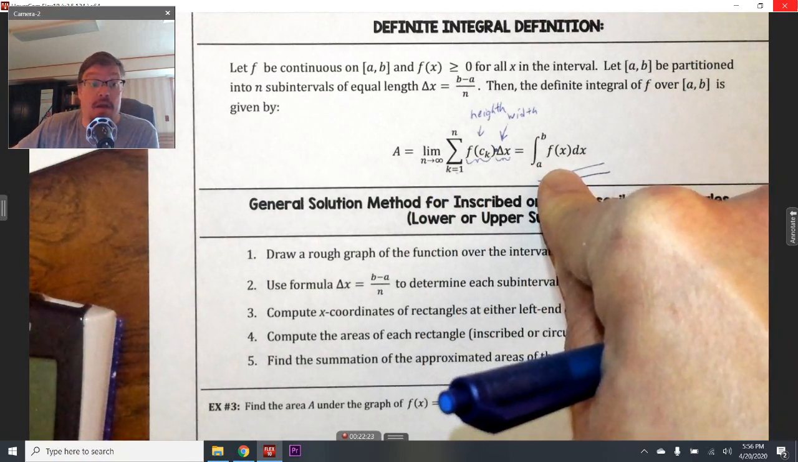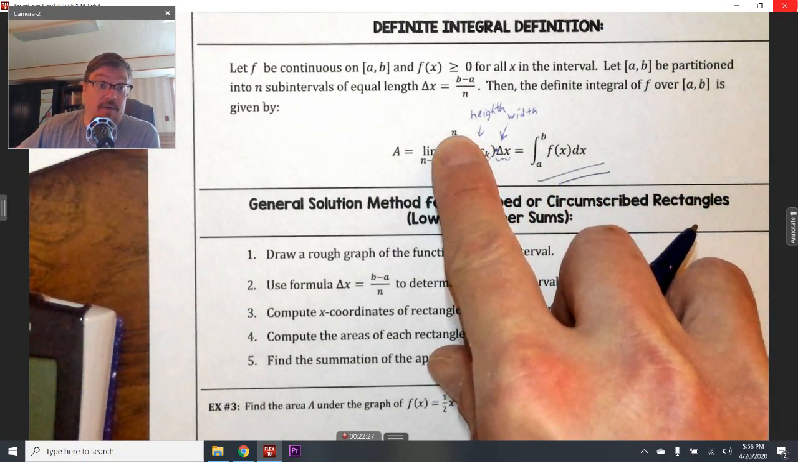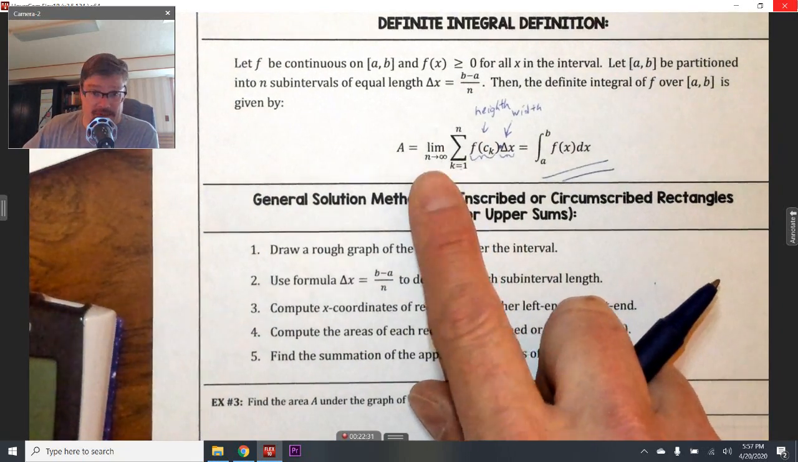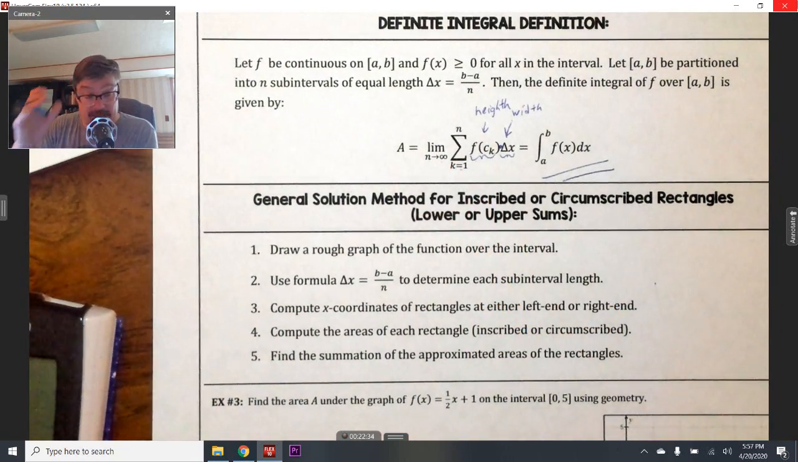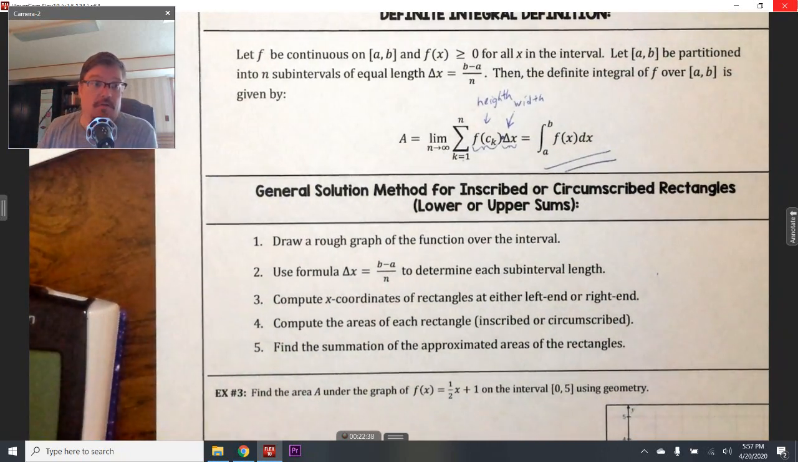That is the area under the curve using infinitely many rectangles. Okay, so it's kind of beautiful, really. And this is why we study limits, because the idea is that we have so many that we've essentially got there. We have the exact area.